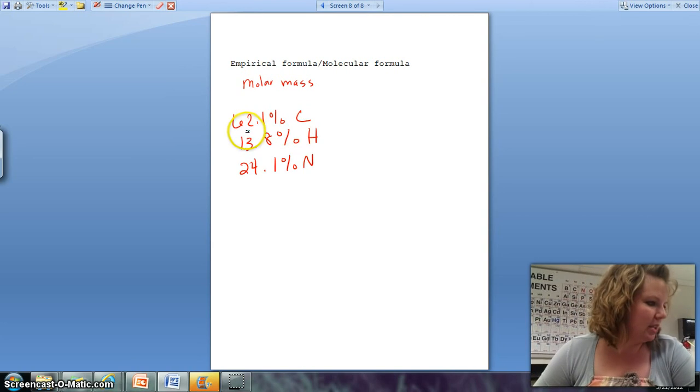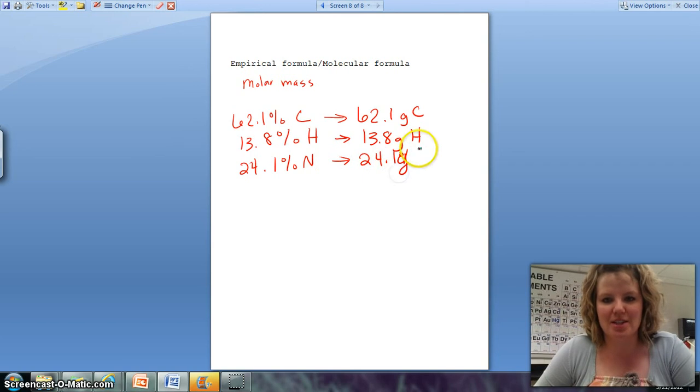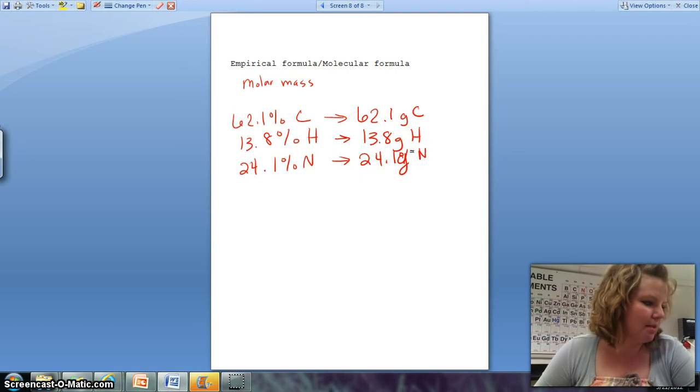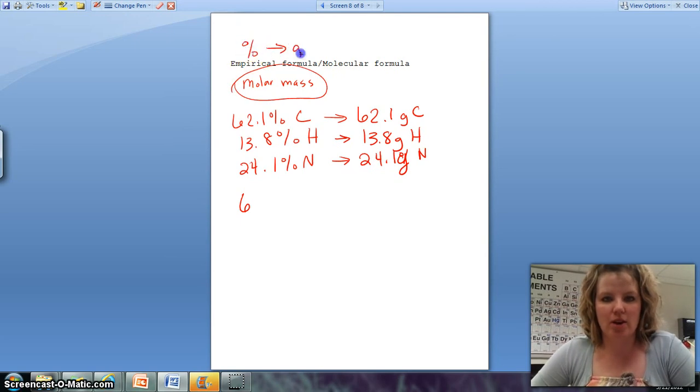So what you would do is simply take these numbers and assume that they're grams out of 100, because this should add up to 100%. So we just say we have 62.1 grams of carbon, 13.8 grams of hydrogen, because everything has to be in grams in this one too, and 24.1 grams of nitrogen. What you're going to do with these numbers is take them by their molar mass, so we get moles of each of them. Molar mass is important because you go from percent to grams to moles. Okay, and that's all we're doing.